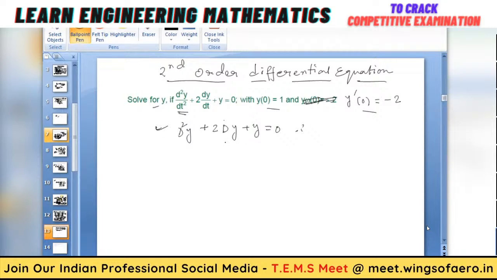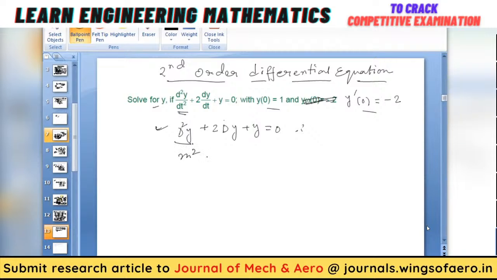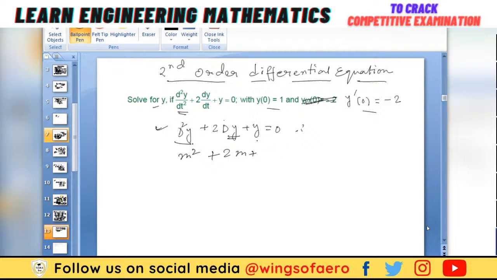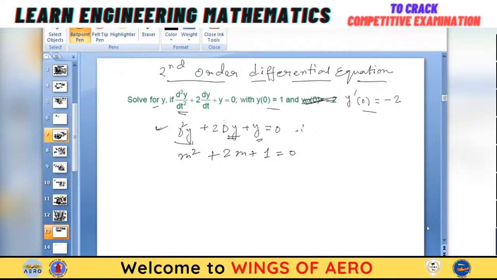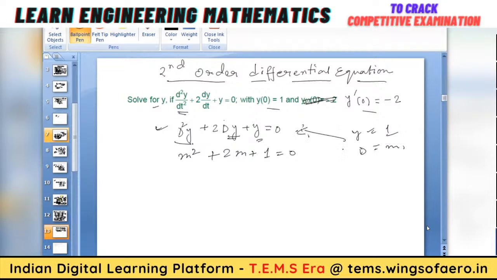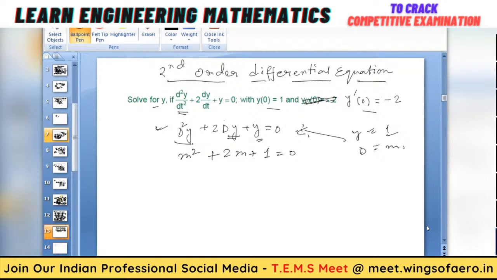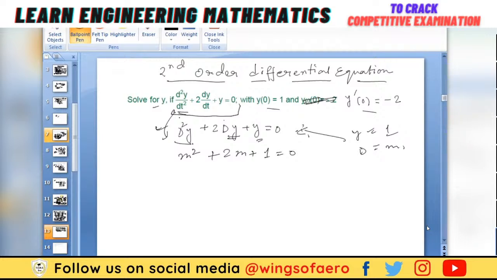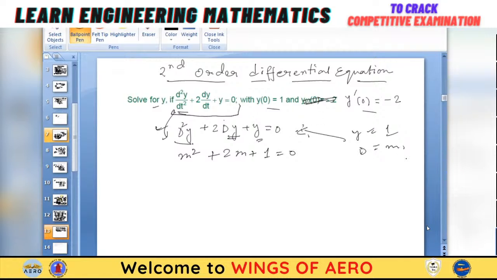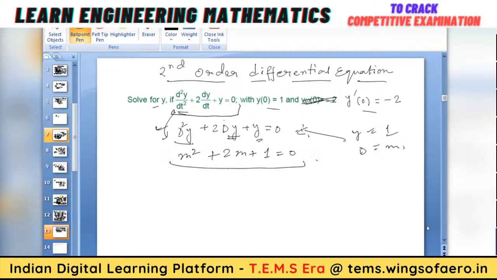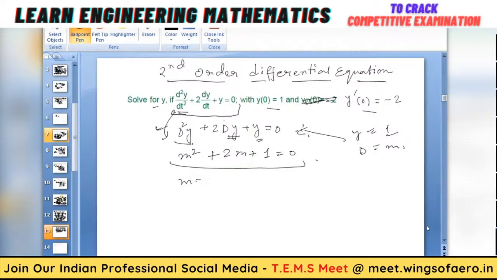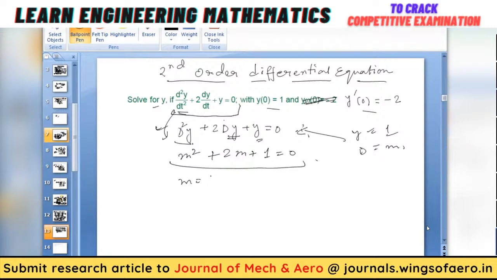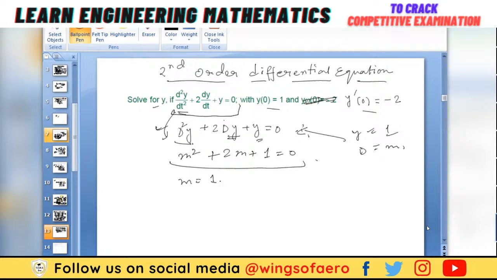Simply, after putting it into this form, just put D square y as m square, D y as m, and y as 1. Just consider y equal to 1 and D equal to m, and put it into the differential equation. Got my point? After whatever second order differential equation you have, put it into this form: D square y plus 2 D y plus y equal to 0. After that, put y equal to 1 and D equal to m. This becomes a polynomial form. Simply find the value of m. m is equal to, what is the value? 1 minus 1. Yes, minus 1.